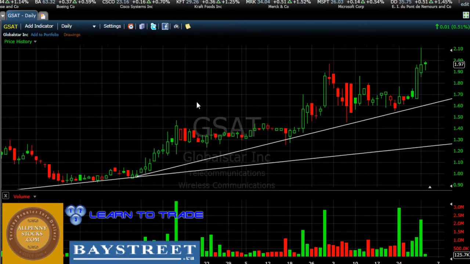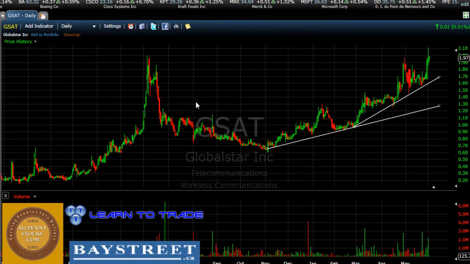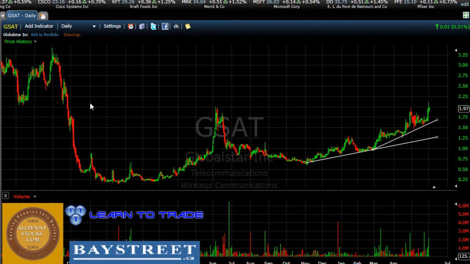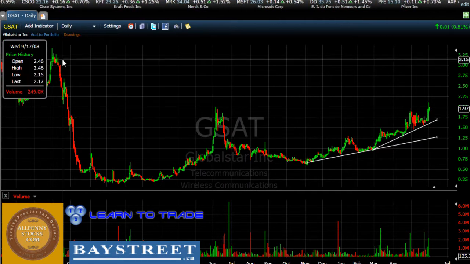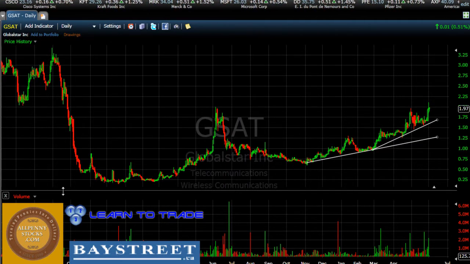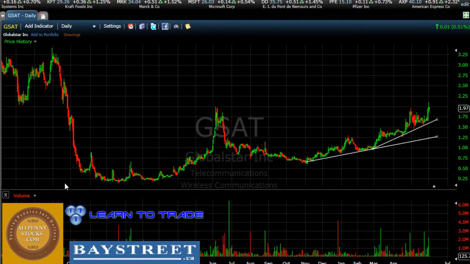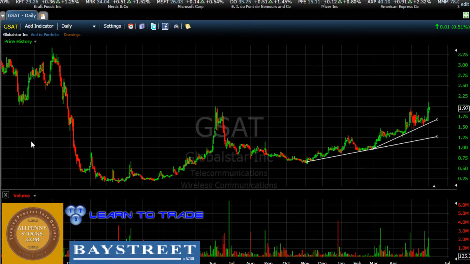What we're going to do now is zoom out a little bit more and take a look at the big picture on the daily chart and get a full understanding for what happened. So we can see back in this region that we definitely had a substantial pullback from about $3.25 a share all the way down to about 16 cents. And that all occurred around the time the market was crashing in 2008. So that certainly is expected.